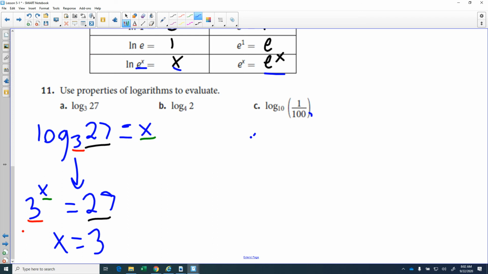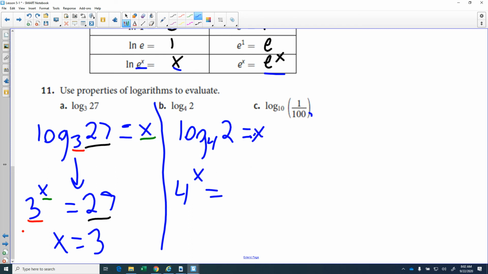Same thing here. If I want to do letter b, we have a log base 4 of 2. This is going to be our base, which is 4, to the power of x equals 2. Well, in this case, x is going to be a value of 1/2. Okay, so we can clearly turn a log back into an exponential to help us solve it out.